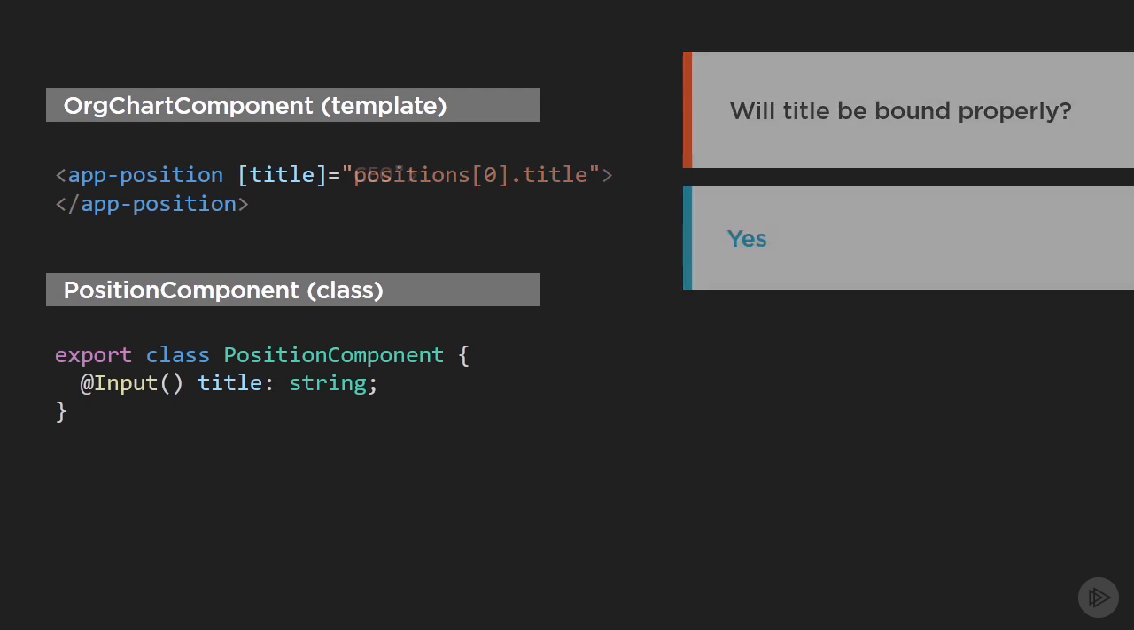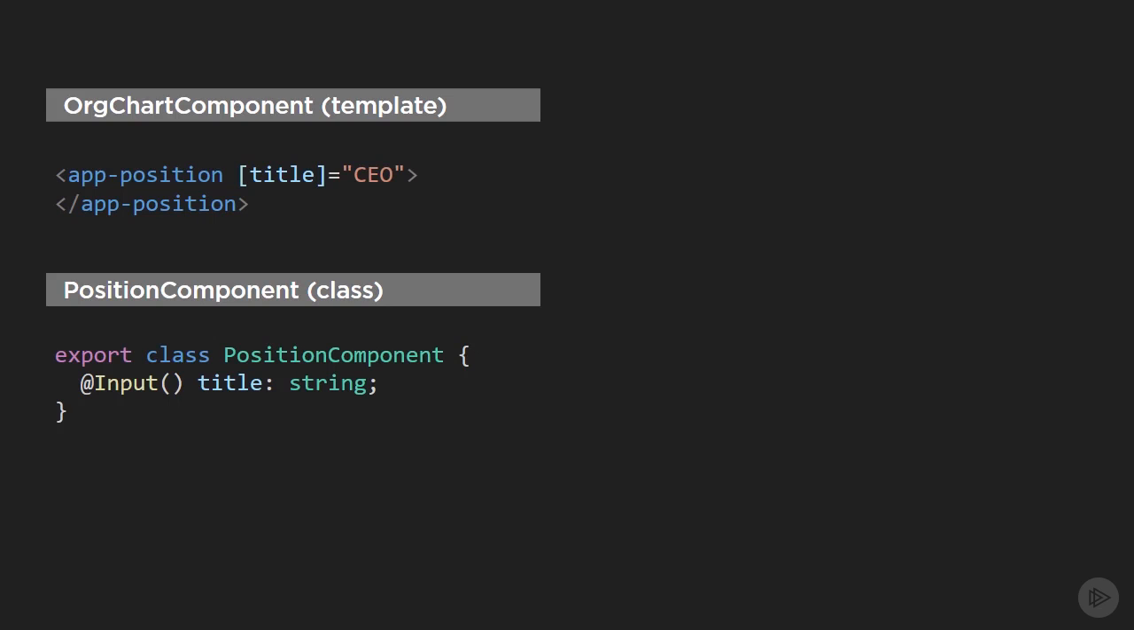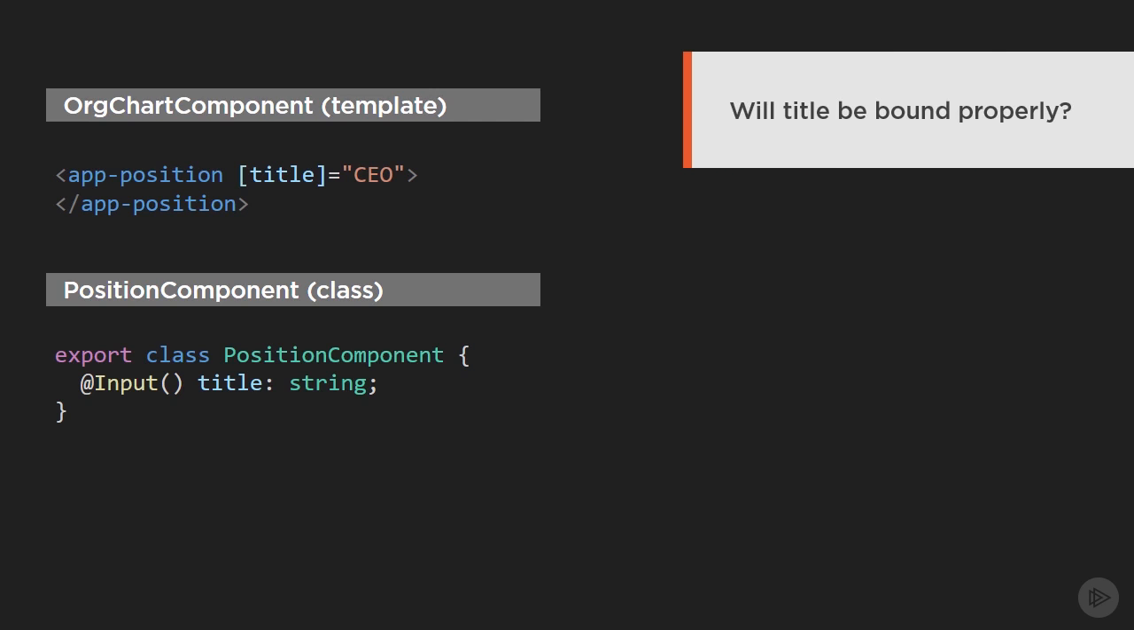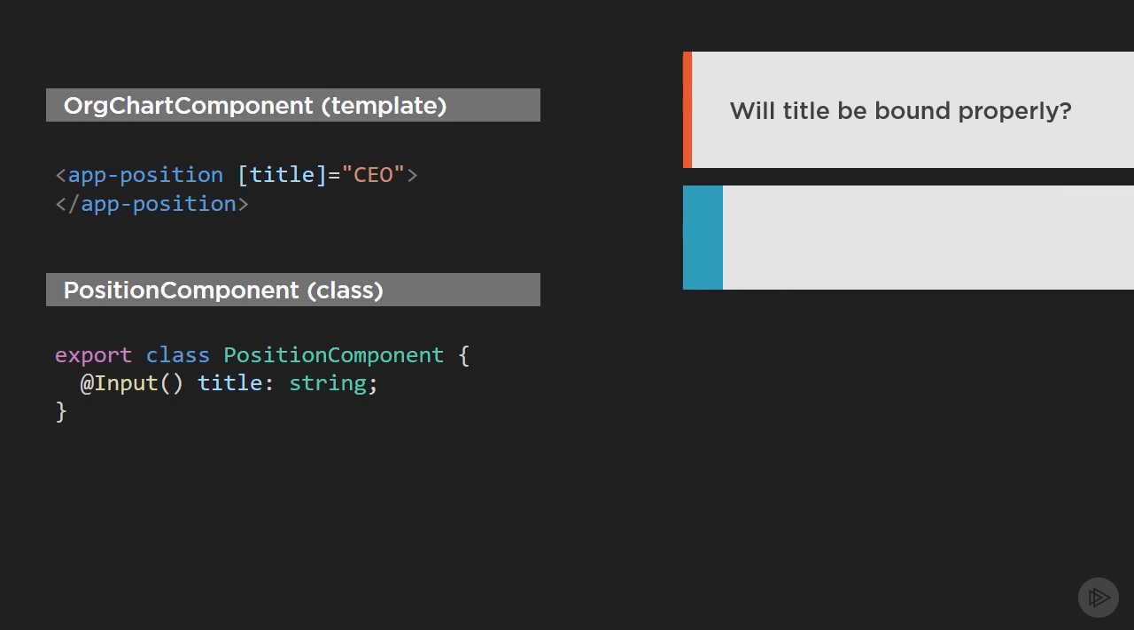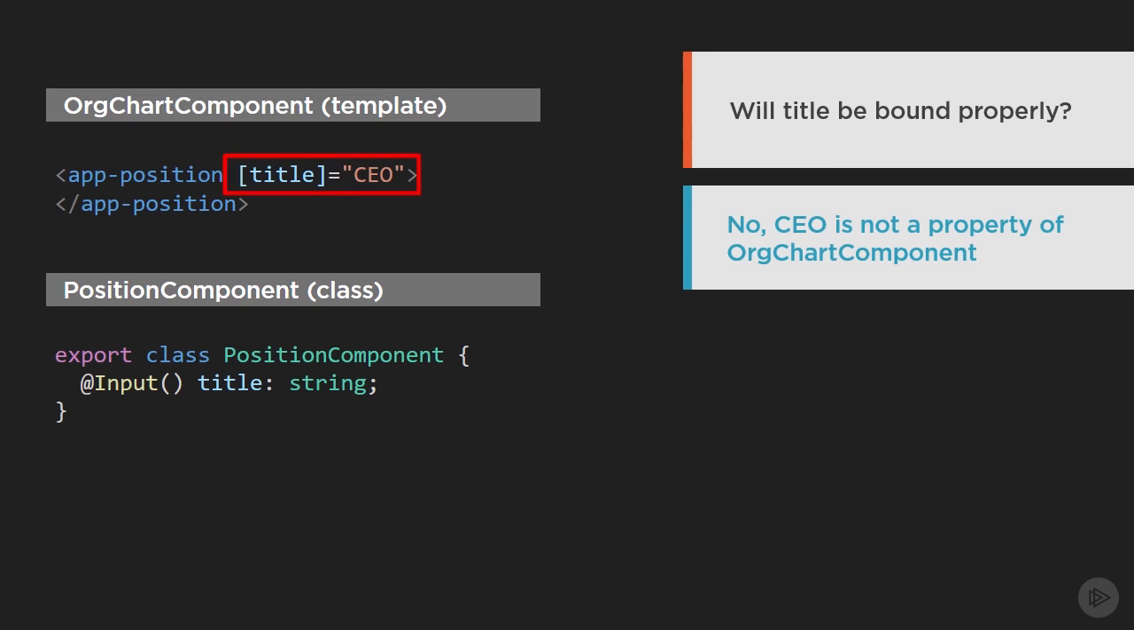Now here's a common problem we run into. We're binding the string CEO to title in square brackets. Will title be bound properly? No. CEO is not a property of org-chart component. So remember that when we use square brackets for this property binding of title, the Angular compiler kicks in, and it's going to treat CEO as an expression. It's going to look for a variable on org-chart component. And that's not what we intend. So to make this correct, we would just take the square brackets off.